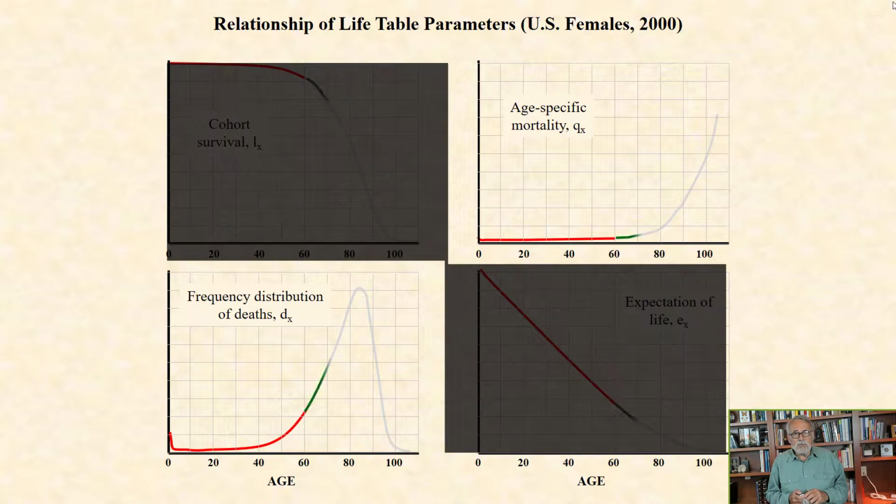Then the 30-year window of low survival from 60 to 90 that was observed in the LX schedule is manifested as a 30-year window of high cohort deaths as seen in the DX graph. In other words, nearly 90% of all deaths in a cohort occur after age 60 with a peak of around 85 years. That is the mode.